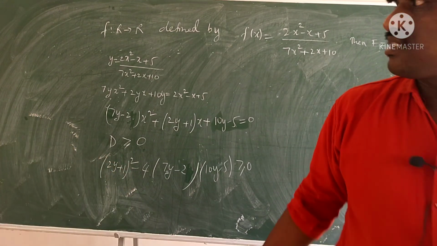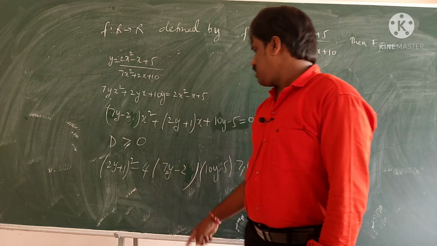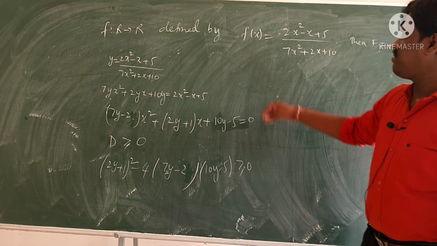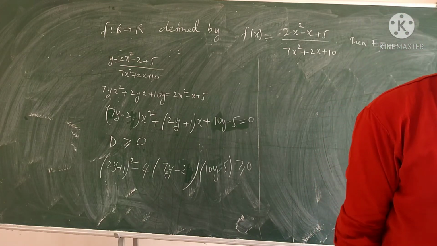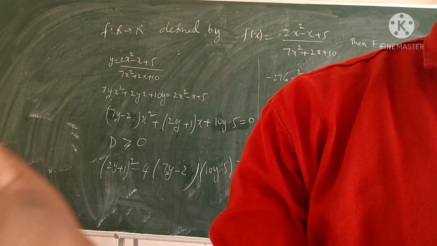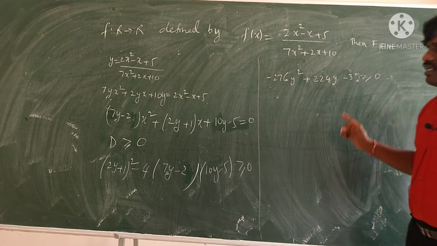Simplify this first, tell me fast. Shortcut technique: if you are doing these many things, you are getting big numbers, right?